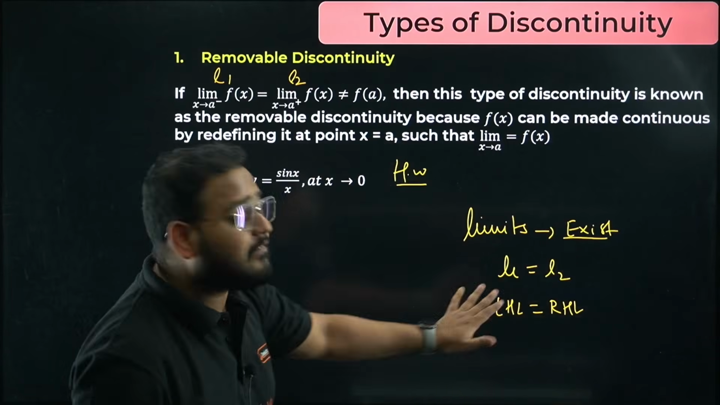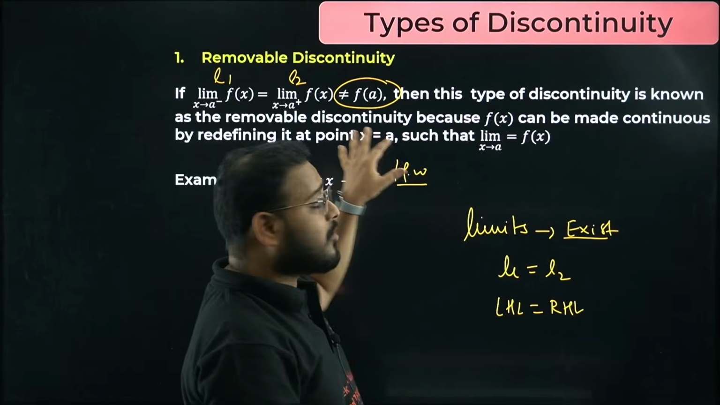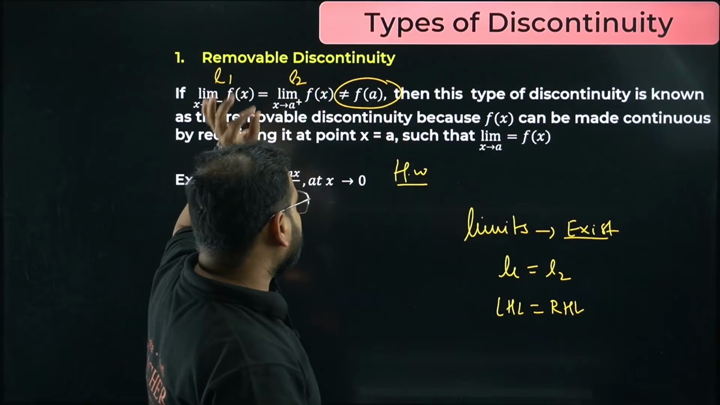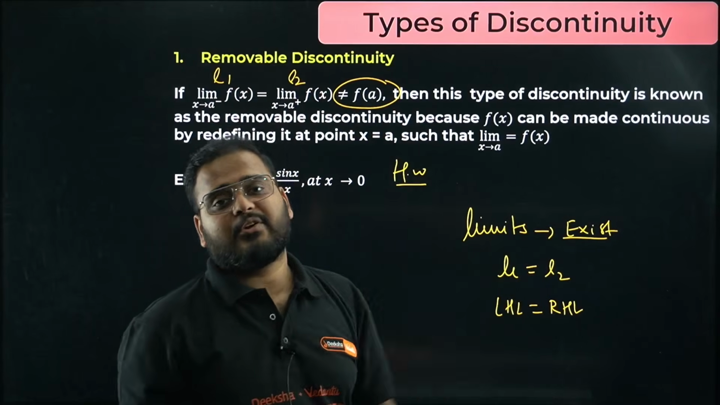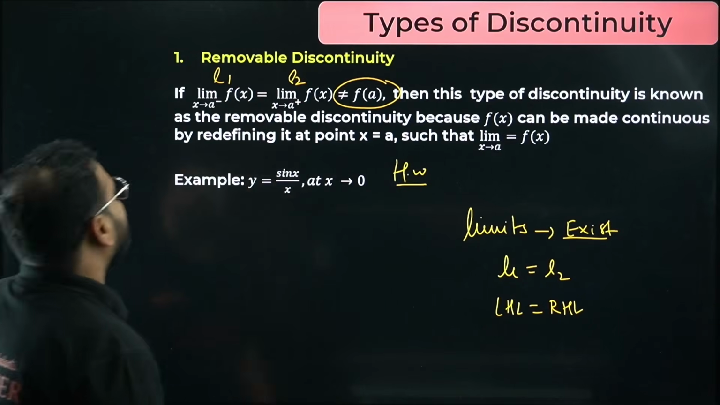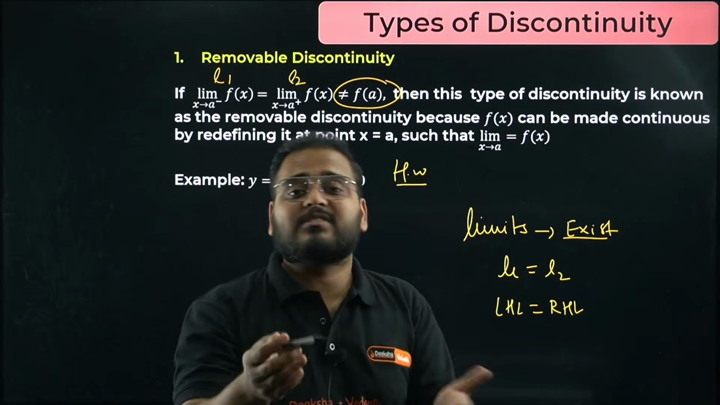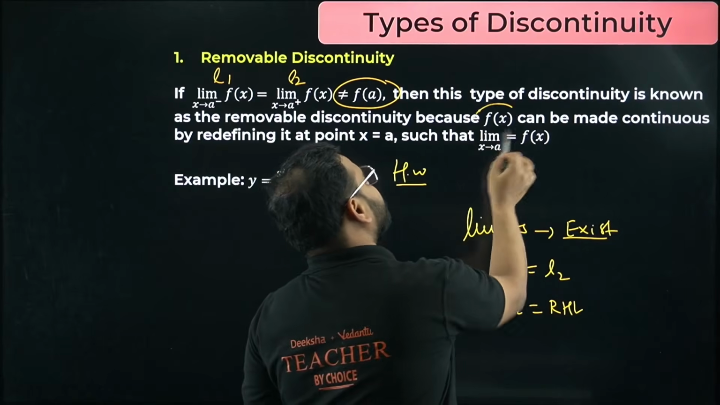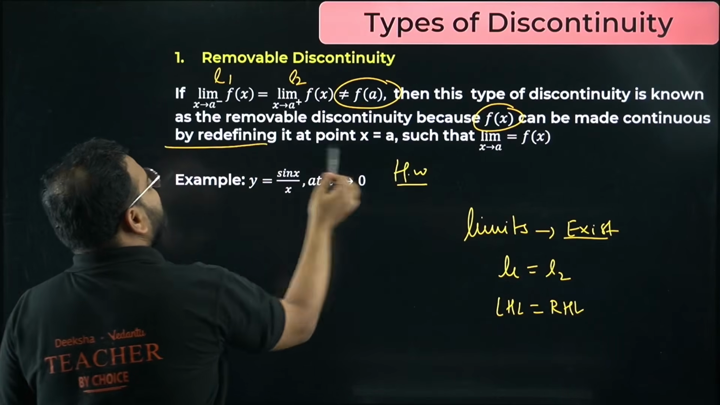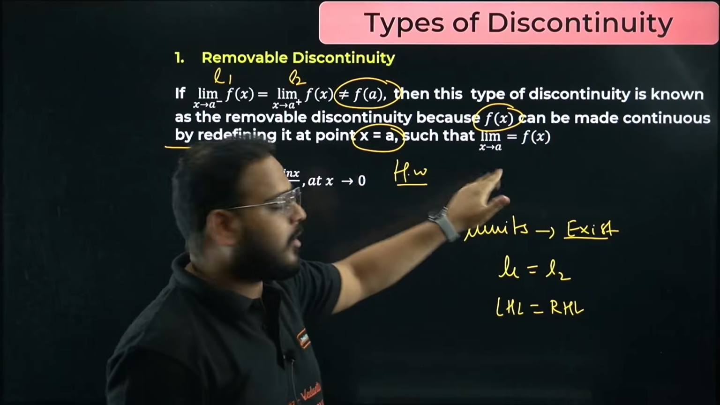Whenever we have this but it is not equal to the function value at that point, this type of discontinuity is called the removable type of discontinuity. We can remove the discontinuity, that's why it's called removable. How do we remove it? By defining f(x) again at that given point, by redefining f(x) at the point x equals a such that the limit becomes equal to f(x). Got it?